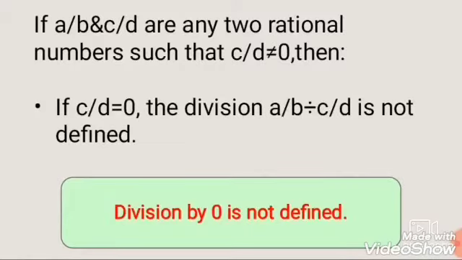If a by b and c by d are two rational numbers such that c by d is not equal to 0, then there are certain conditions. The first condition is if c by d is equal to 0, the division a by b divided by c by d is not defined, which means division by 0 is not defined.